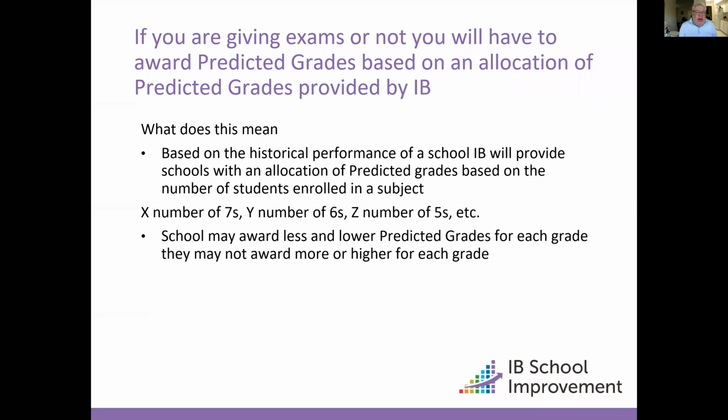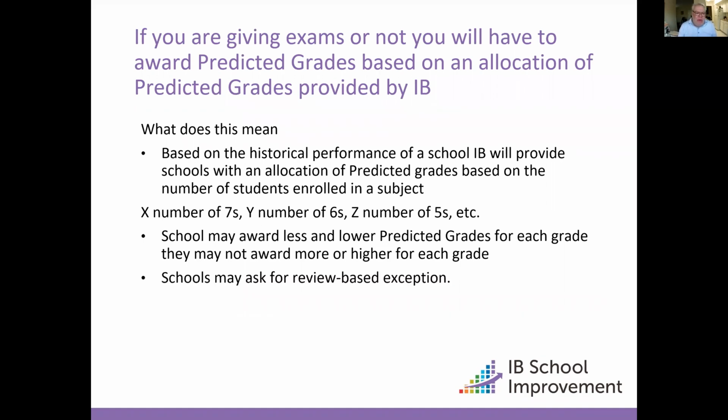Schools may award less or lower than the allocation for each grade. You may not award more or higher, except, and here's the exception, schools may ask for a review based on a review-based exception. And that's really why we're here today, is the allocations are available. I'll talk more in a minute about how to look at them.